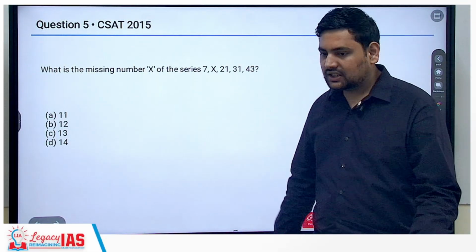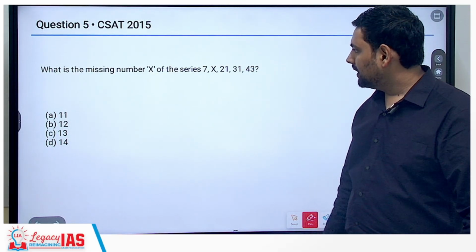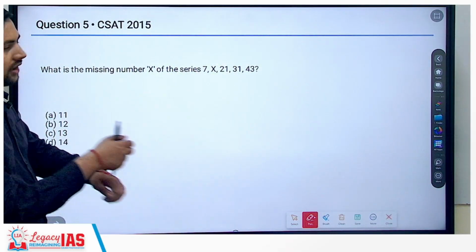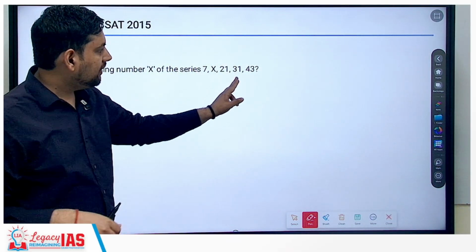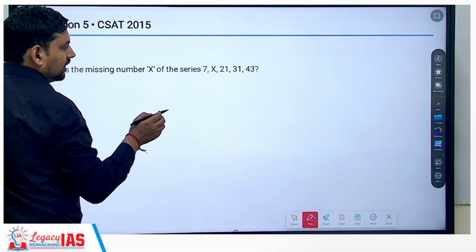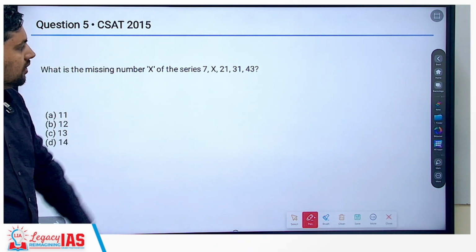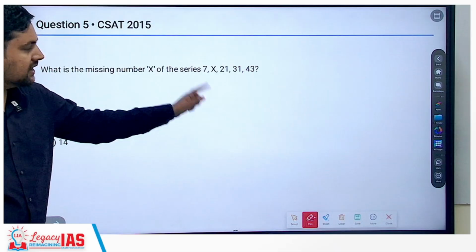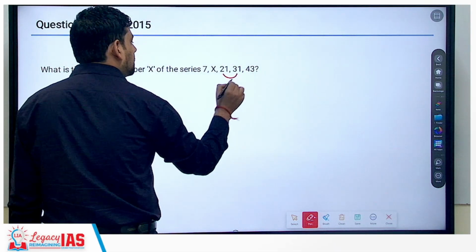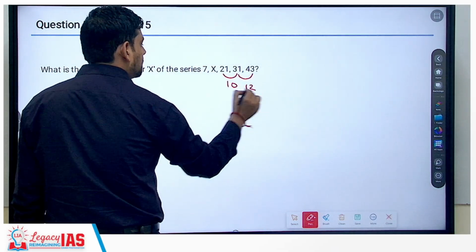Yeah, next is this series of missing numbers. Now, let's try to find out. So, if you see 7, x, 21, 31, 43. The first thing that we should think of is in terms of difference. So 7 and x you cannot find the difference, x and 21 you cannot find the difference, but the next ones you can. So 21 and 31 difference is 10, and 31 and 43 difference is 12.